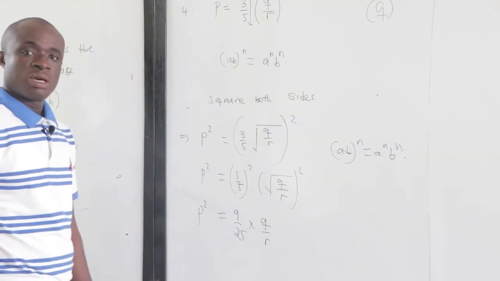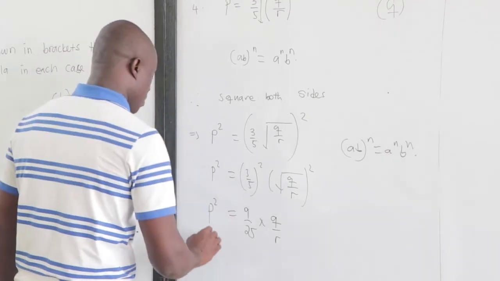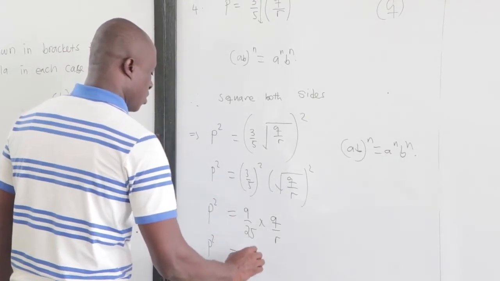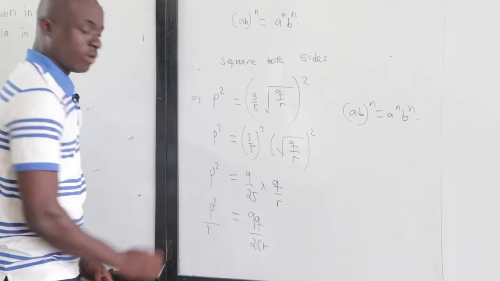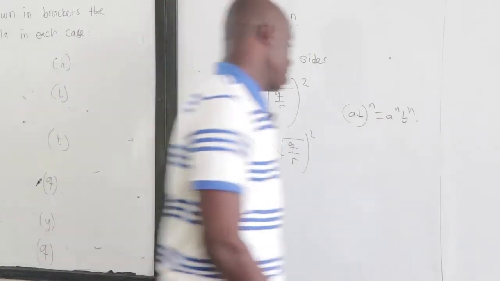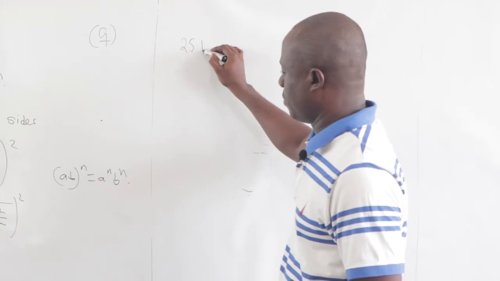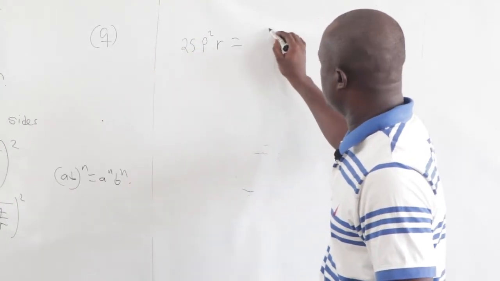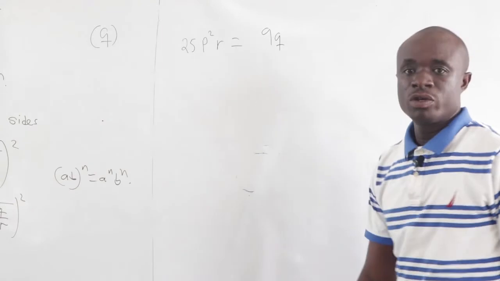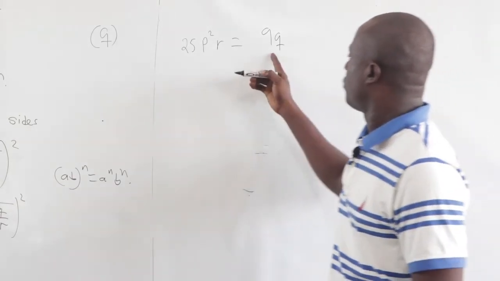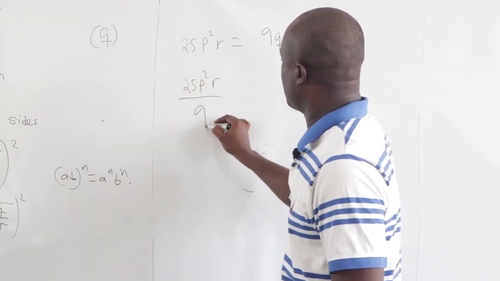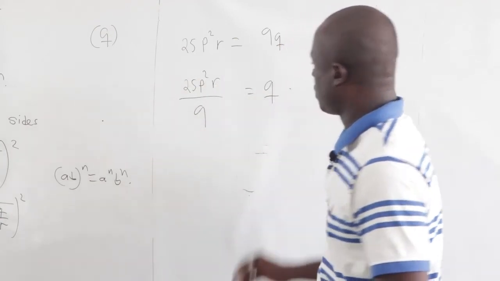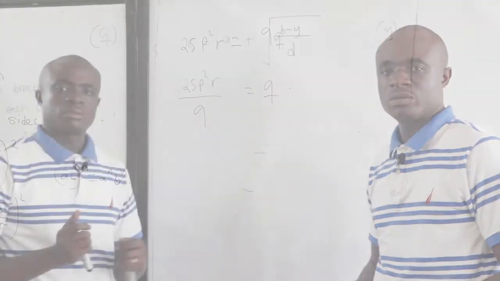We want to make q the subject. Now this is the same as 9q all over 25r. This p squared is over 1, so we can do cross multiplication. And when we do that, we are getting 25 p squared r equal to 9q. We want to make q the subject, so you divide through by 9. So we have 25 p squared r over 9 equal to q. We have been able to make q the subject.